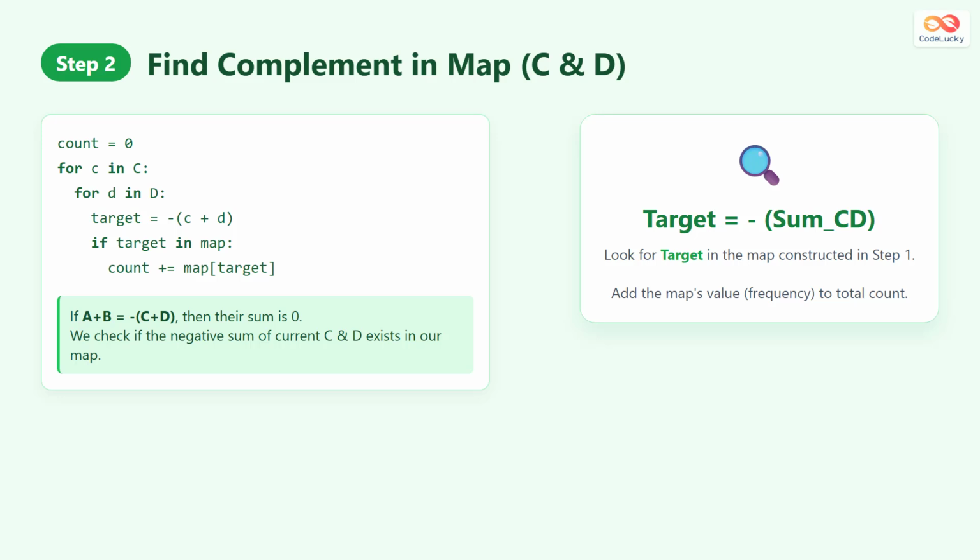Now for the second step. We iterate through arrays C and D for every pair. We calculate their sum and negate it. This negated value is our target. Why? Because if a plus b is equal to the negative of c plus d, the total sum is 0. So, we simply look up this target in our hash map and add the frequency to our total count.